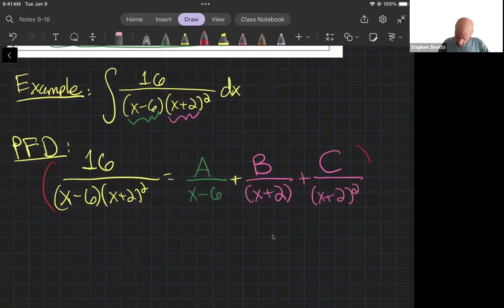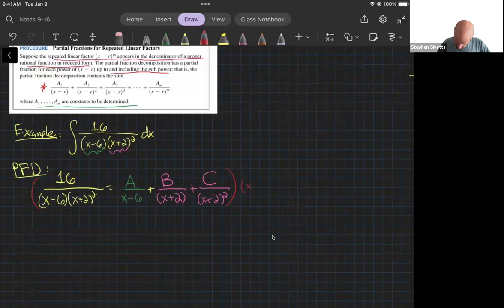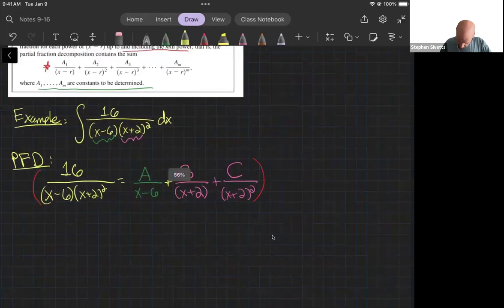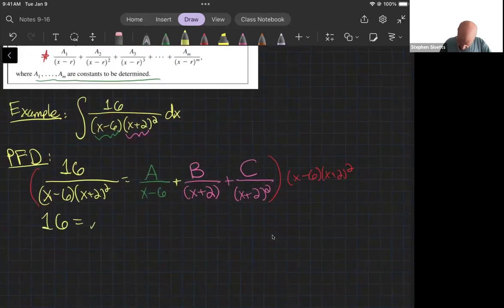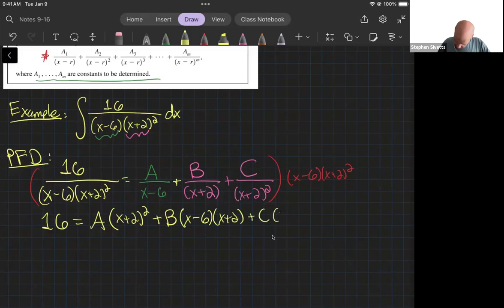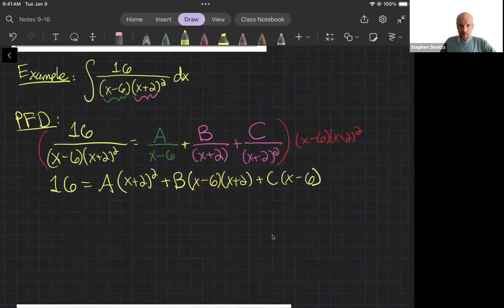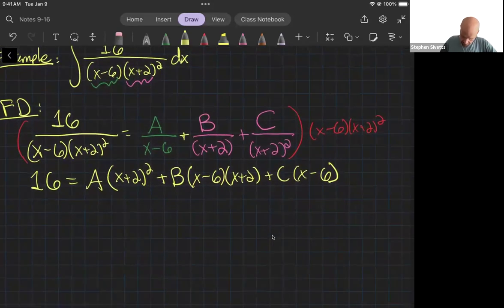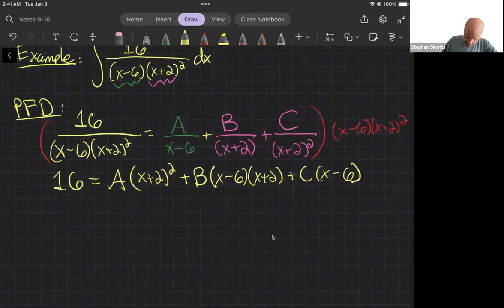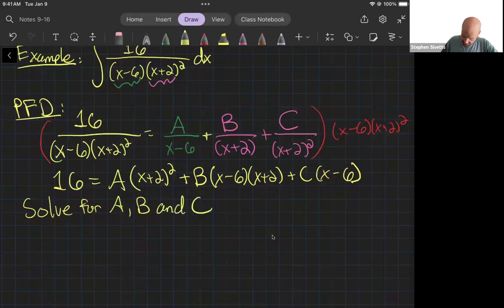Next, we multiply both sides by the product of those factors, so x minus 6 times x plus 2 squared on the left and on the right. So we'll have 16 is equal to A times x plus 2 squared plus B times x minus 6 times x plus 2 plus C times x minus 6. That's just the algebra here. So what we want to do now is solve for A, B, and C. We can do this by plugging in different values of x.